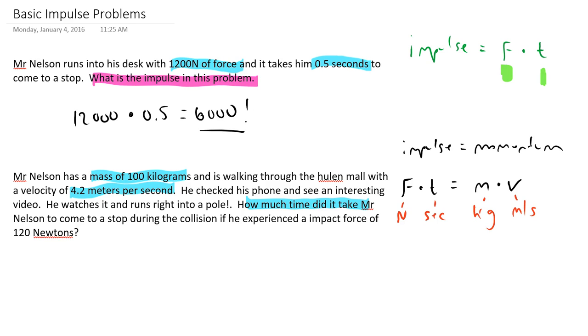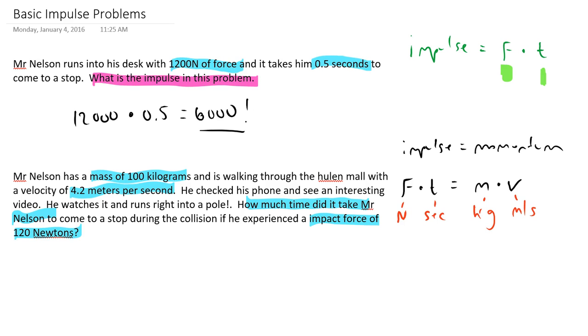It says here, how much time did it take Mr. Nelson to come to a stop during the collision? Okay, how much time? That's what we're looking for. During the collision, he experiences an impact force of 120 newtons. I've highlighted all the important information here in blue. So let's label these variables.